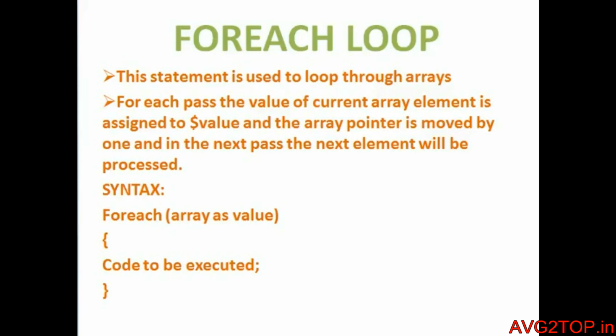And the last loop is the foreach loop. This statement is used to loop through arrays. For each pass, the value of the current array element is assigned to $value and the array pointer is moved by 1. And in the next pass, the next element will be processed. This is the syntax: foreach (array as $value) { code to be executed }.